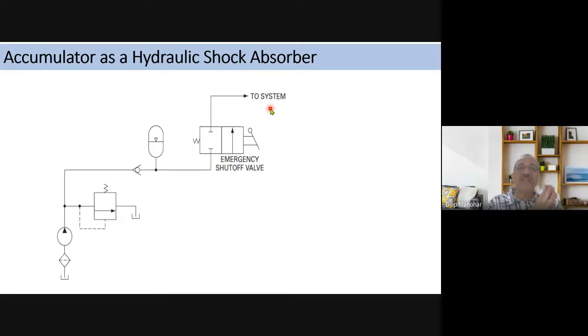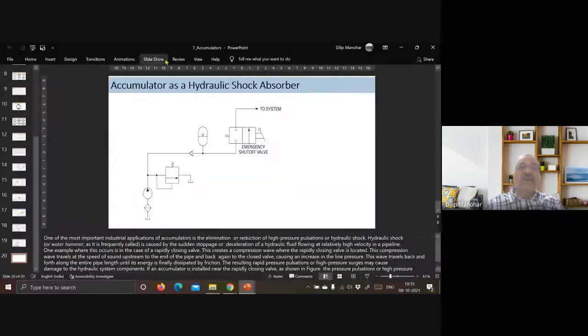So similarly, if something suddenly stops, then that pressure should not go to the circuit and should not burst the cylinder fittings or some fittings here in the line. So that is absorbed as a shock by the accumulator. So this completes my accumulator design.